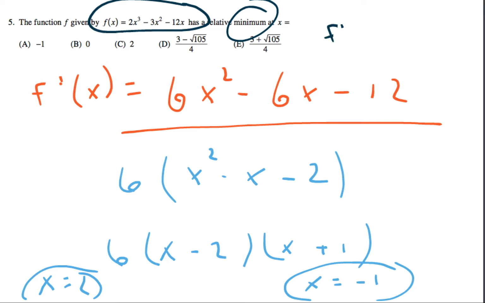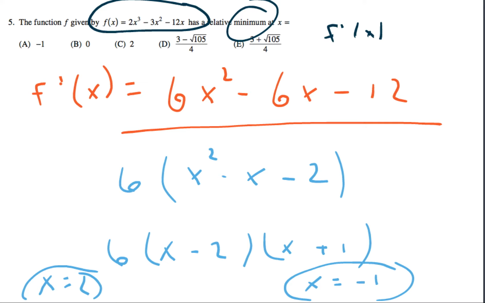Minimum is going to happen when f prime of x changes from negative to positive, understanding that this would be a min value. So we need to see when our derivative, which we just found, this is still f prime of x, changes from negative to positive. Now, we could plug in values, but that's going to take us too long, especially on a multiple choice problem where time is certainly an issue.